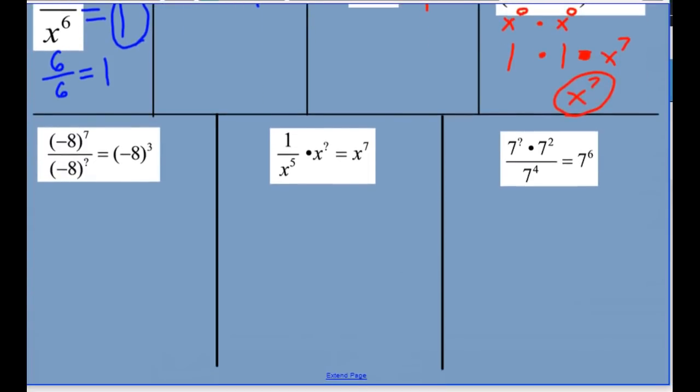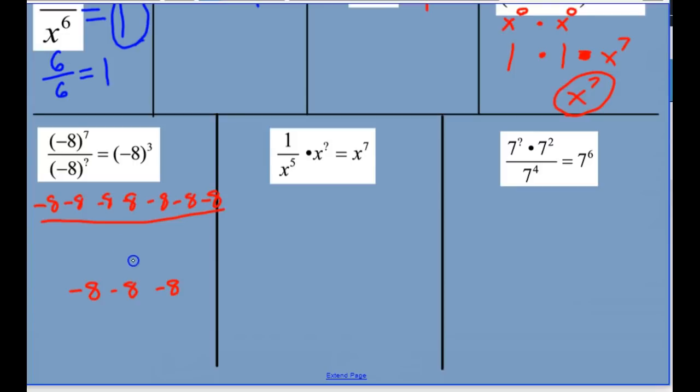Last, we are going to find our missing exponent. So what we're looking for here is we have negative 8 to the 7th power. So we could write out negative 8 7 times. 1, 2, 3, 4, 5, 6, 7. We don't know how many negative 8s we have on the bottom, but we do know that it comes out to negative 8 3 times, or negative 8 to the 3rd.